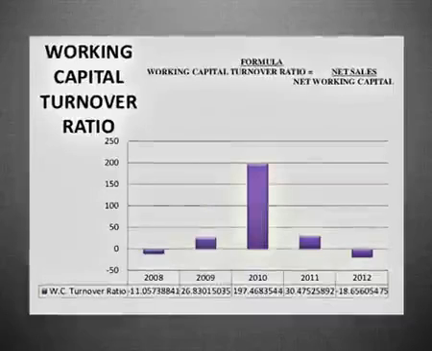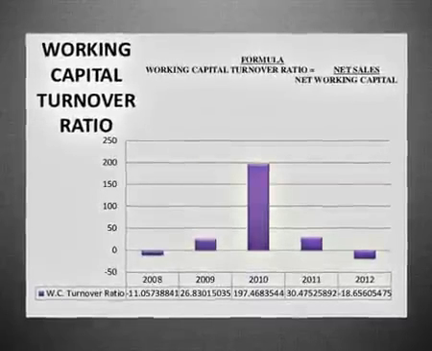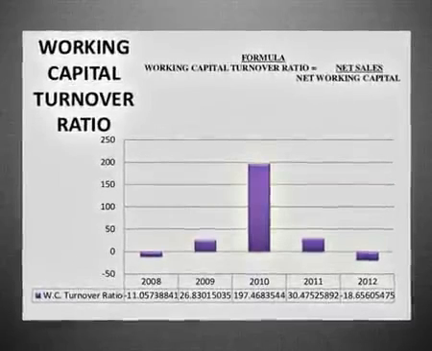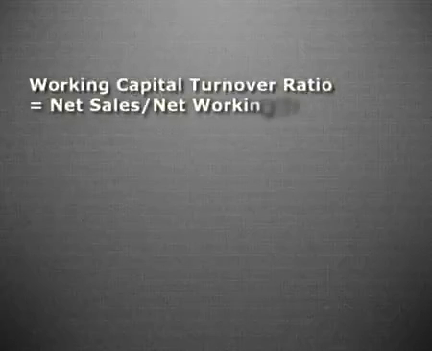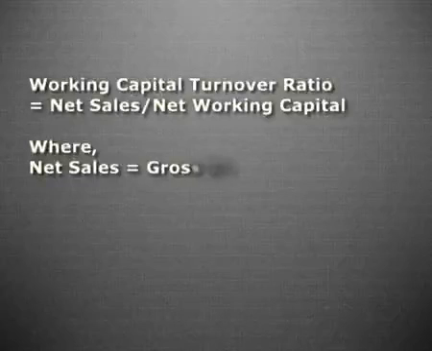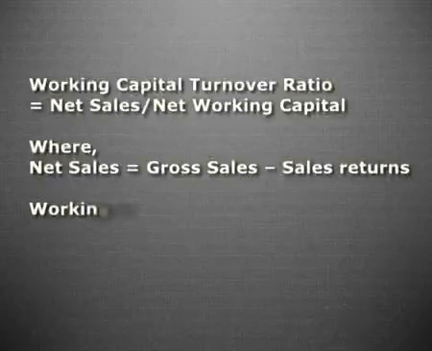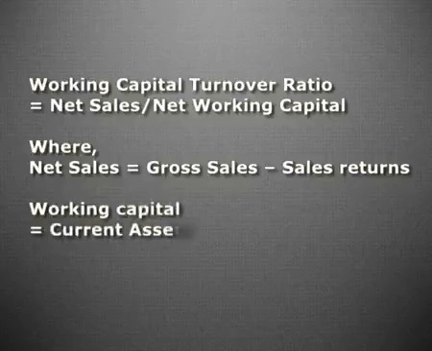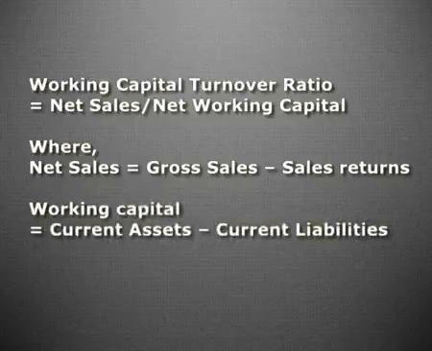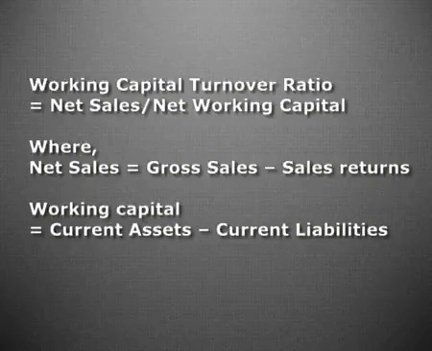This ratio indicates the speed with which working capital is turned over into sales. In other words, it determines the efficiency with which the working capital has been utilized in the business. Working capital is calculated as follows. Working capital turnover ratio is equal to net sales divided by net working capital, where net sales is equal to gross sales minus sales returns. Working capital is equal to current assets minus current liabilities.